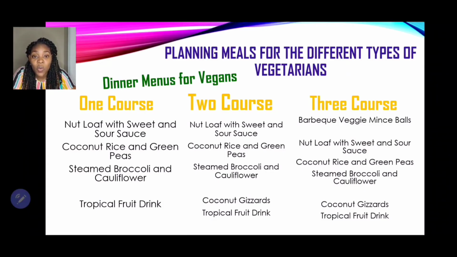So remember, a one course is the main course. So we have what? The protein, the carbohydrate, the vegetables, right? And for a two course meal, we can either have the appetizer and the main course, or the main course and dessert. And for the three courses, then we can have what? First course, which is the appetizer, second course, the main course, and the third course would be the dessert.